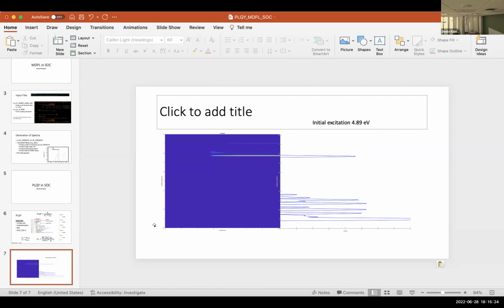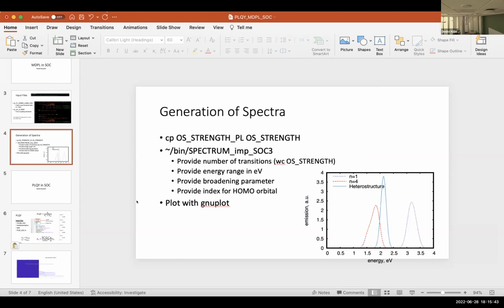Let's check if anyone asks you questions in the chat line. And Adam, please look at this question and think how you would answer it. Aaron asks, is MDPL able to capture Franck-Condon factors, vibrational progressions? It is a provocative question. I hope so. Let's give a chance to Adam.